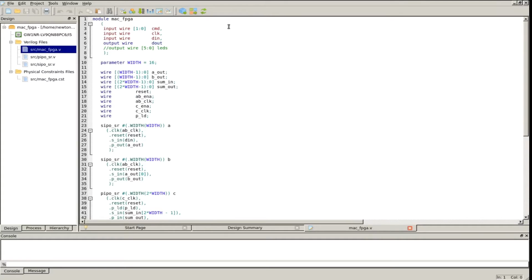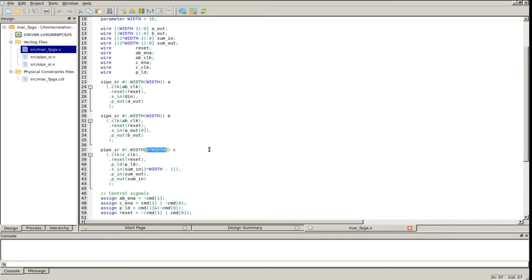So if we open it up, one of the first things we see is this parameter width, 16. And what that's doing is determining the width of shift registers A and B, and then C will be instantiated to be 2 times 16 or 32 bits. So I think it would be a good idea if we proceeded from the bottom up. So let's look at the shift registers.